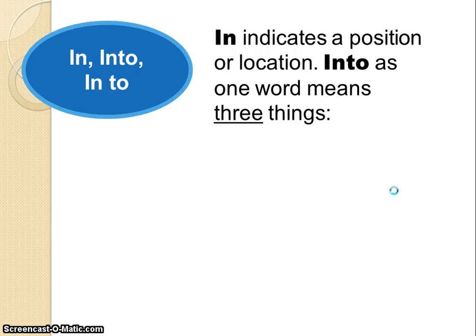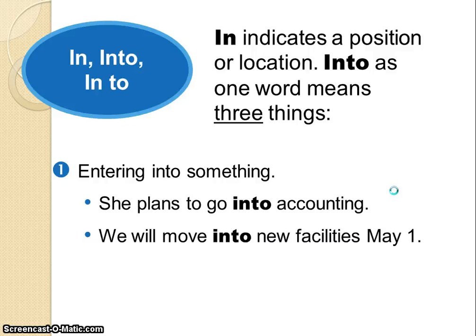Okay, we have these: in, into, in to. Knowing when to use these is important. In is a location or a position. Into, as one word, means three things. Entering into something is one of the meanings. She plans to go into accounting or move into the new facilities.